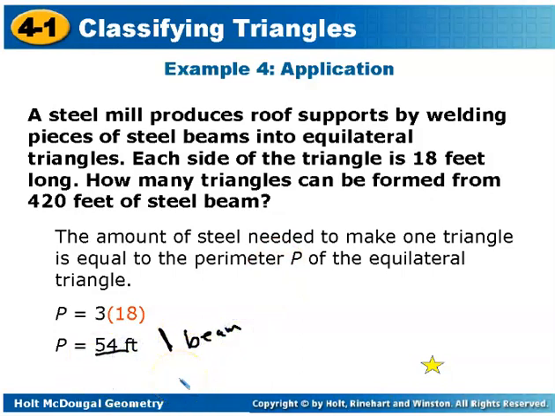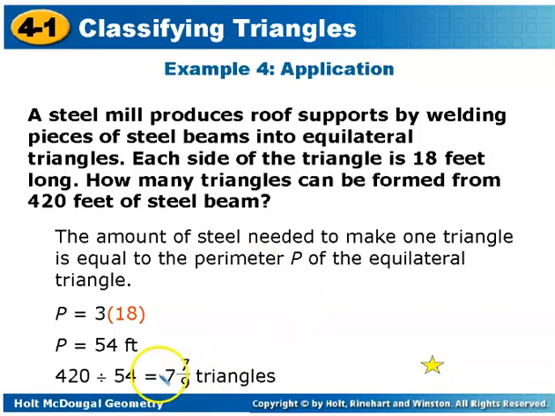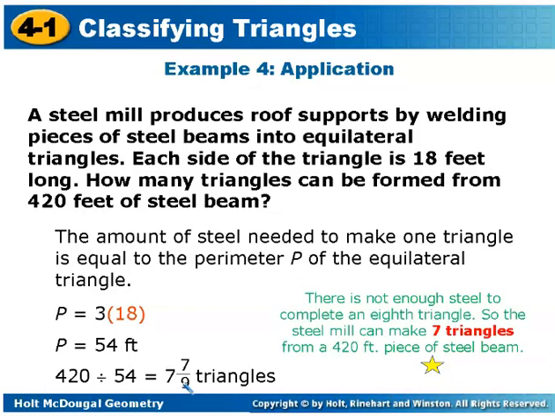Okay, so now I need to figure out, okay, so if one is 54 feet, how many triangles can I get out of 420 feet? So I'll divide by the 54, right? For one triangle, it will tell me that I can get almost 8 triangles. Okay, but in the real world, I can't go with a part of a triangle for a beam, or steel reinforcement beam, so I'm going to have to truncate my answer to say that I can only make 7 triangles with a little left over.